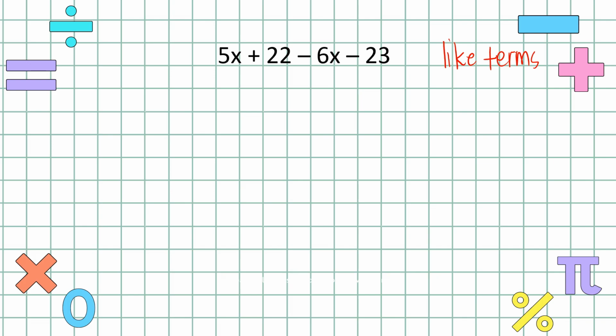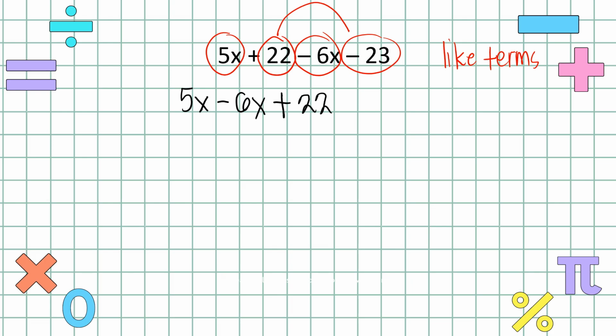Now what are those like terms here? Like terms in a sense that if they have variable, then they must contain the same variable, like 5x and negative 6x. But if they don't have variable, then they're also considered like terms because they are both constants. Okay, like 22 and negative 23. Now, after identifying our like terms, we put them beside each other. So we'll have 5x minus 6x, and then we also include the other parts, plus 22 minus 23.